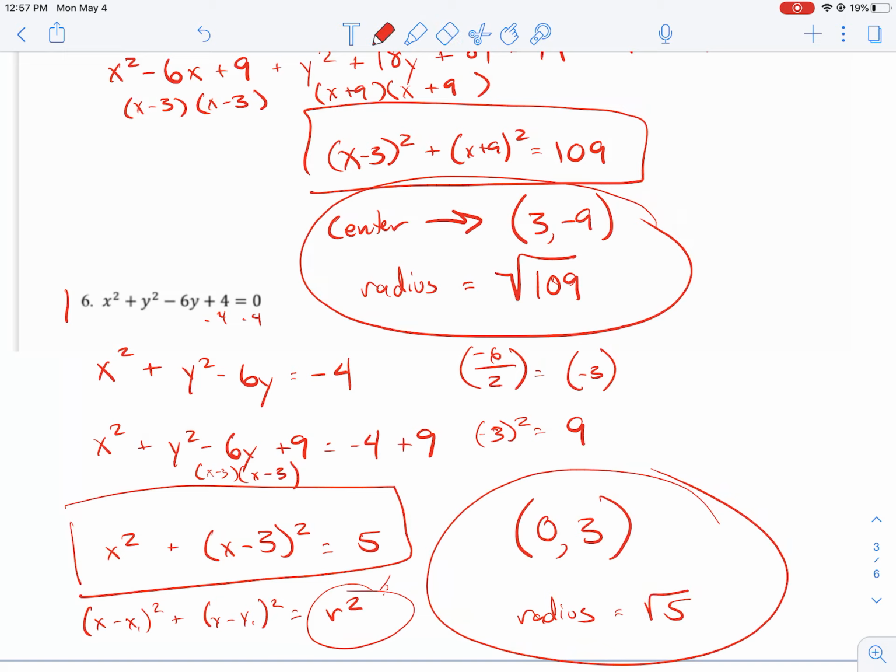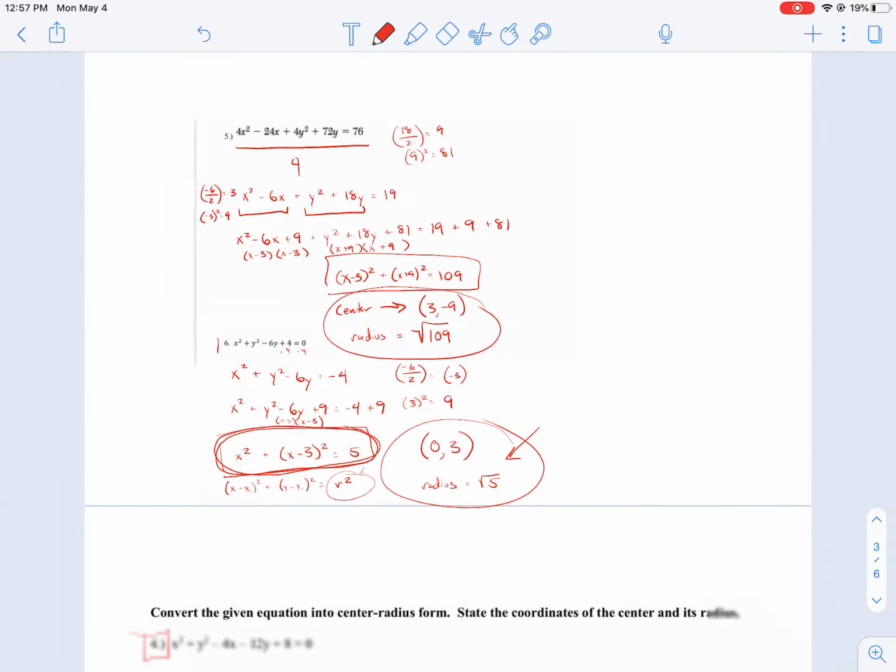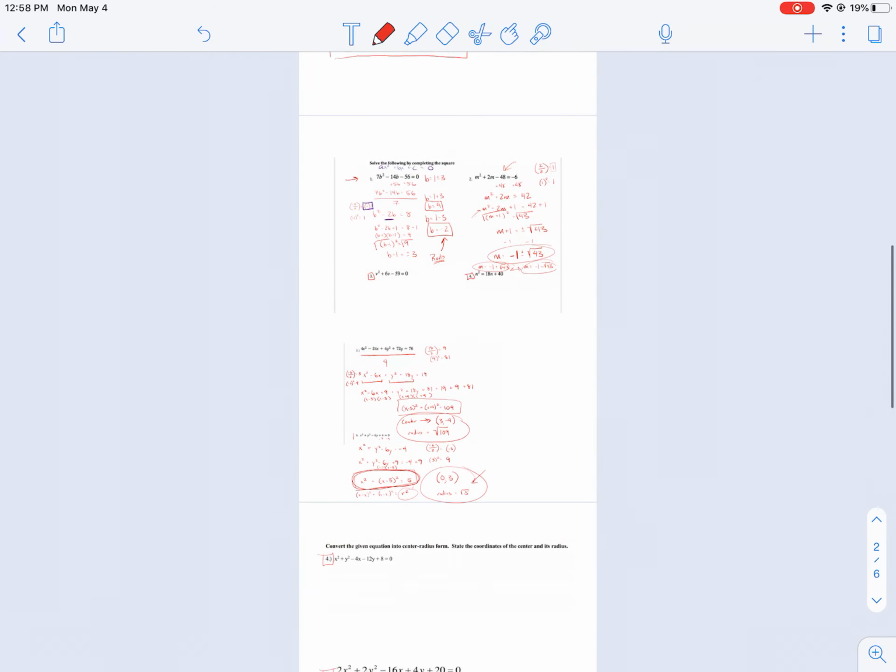Okay, so that's what it means by writing an equation without any radicals. Okay, up here we don't have any radicals, all right, because we took our radius and we ended up squaring it when we plugged it into the equation. Okay, so that is that lesson.